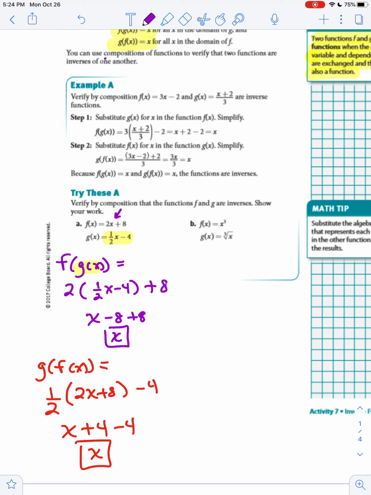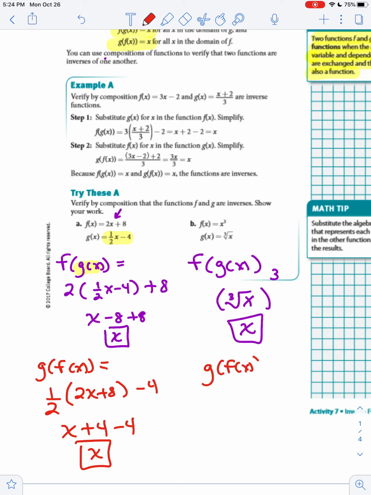So we'll do the same thing for part B. We have the x to the third, and then we have the cube root of x. So a cubic and a cube root, we're going to show they are inverses of each other. So first we're going to find f of g of x. Well, the f function is x to the third. If we put a cube root of x in there, well then the cube and the cube root cancel each other out and we just get x.